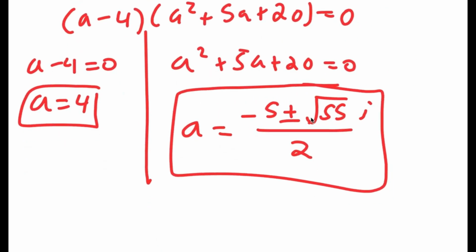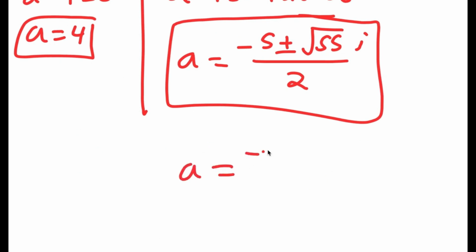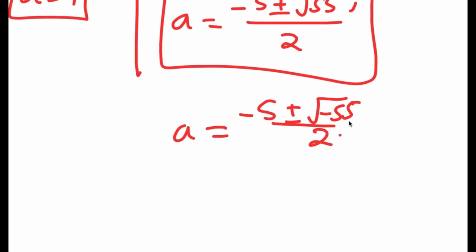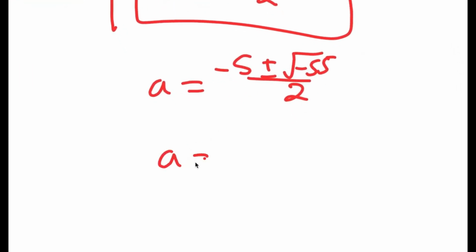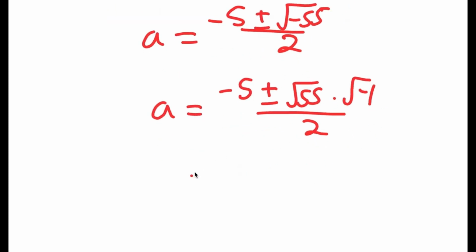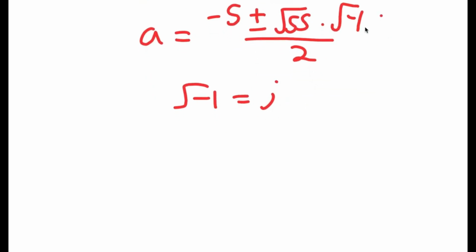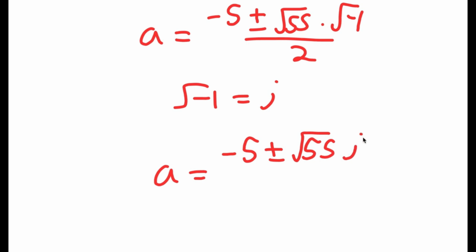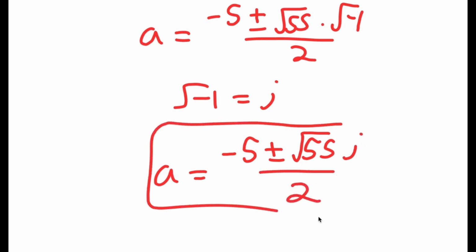Actually, what you should get is a equals negative 5 plus or minus the square root of negative 55 over 2. And the square root of negative 55, I can rewrite that as the square root of 55 times the square root of negative 1. And if you guys didn't already know, the square root of negative 1 is equal to the imaginary number i. So if I replace the square root of negative 1 with i, I get a is equal to negative 5 plus or minus the square root of 55 i over 2. So that's how I got square root of 55i.